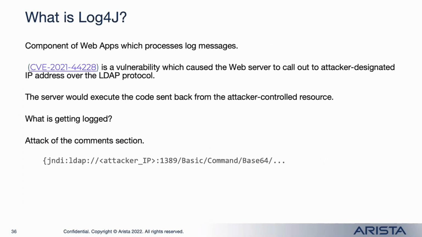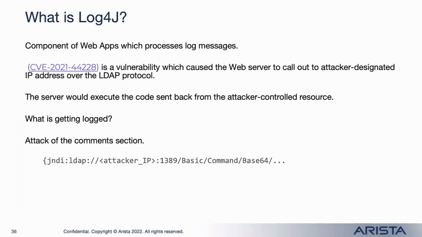But Log4j was a critical vulnerability first published in early December 2021. And essentially, Log4j is just a component of a web application server that handles logging, processes logs in some way. There's a vulnerability where you could send this special string at the bottom there. And that caused your server to call out to whatever IP address is listed there and execute whatever code is sent back.